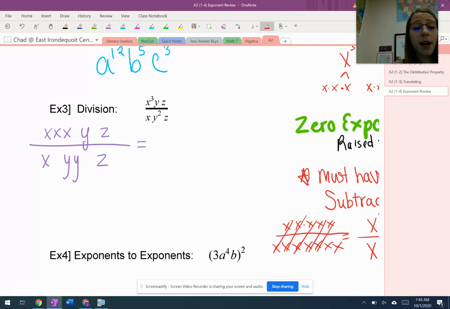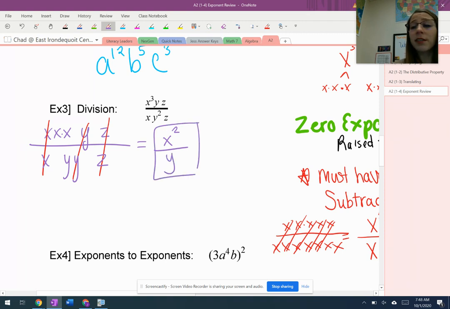Let's cancel some stuff out. One of my x's cancel out because x divided by x is 1. One of my y's cancel out because y divided by y is 1. Z's cancel out because z divided by z is 1. So I'm left with 2 x's on the top, which is x times x, which means x squared, and just 1 y on the bottom for a final answer. Not too bad, huh?